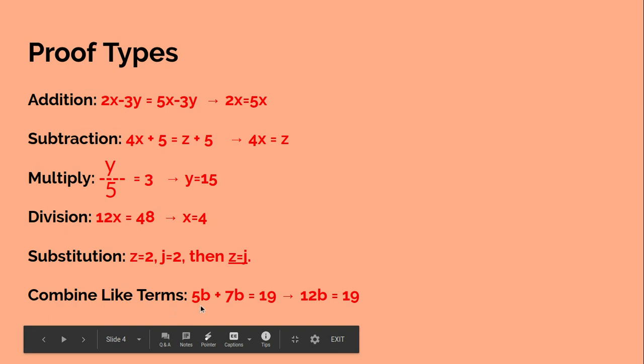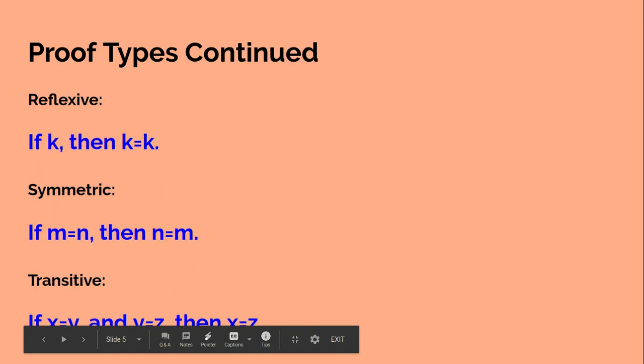Combine like terms. 5b plus 7b equals 19, and then 12b equals 19. Well, why isn't it addition? Because it seems like you're adding, but you're only doing it on one side because that 19 stays the same. So that's just combining like terms, because 19 is not a like term. You can't do that. The 19's by itself, and then you have this. That doesn't work. Here are some other kinds that there are.